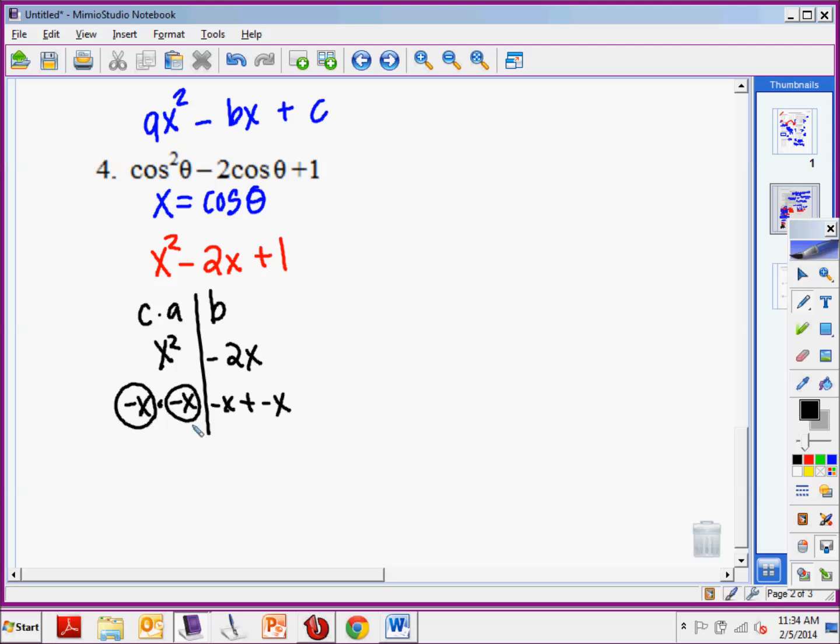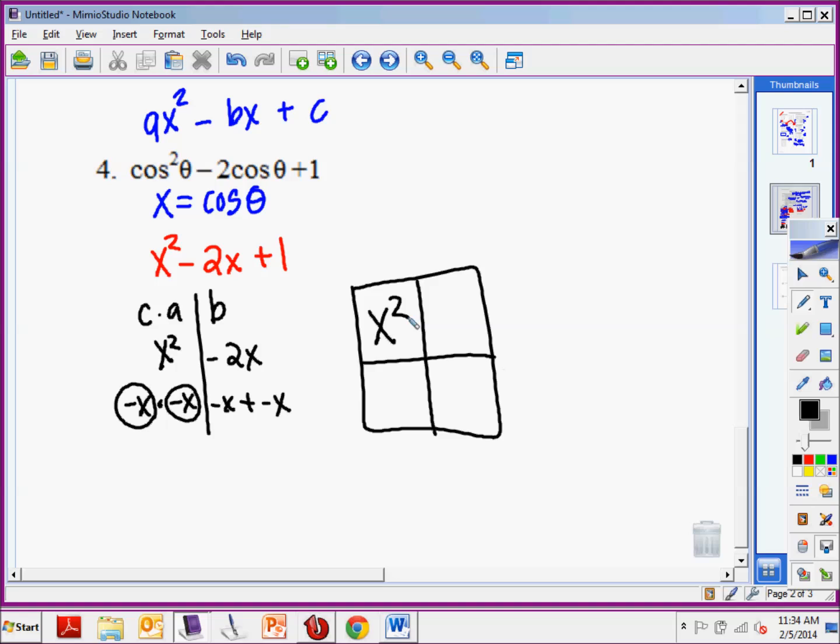So when I put them in the boxes, the first box is always your A term, and my A term is x squared. The last box is always your C term, and what are your magic numbers that go inside? What's their greatest common factor? Are y'all remembering this from algebra? What's their greatest common factor? Their greatest common factor is 1.